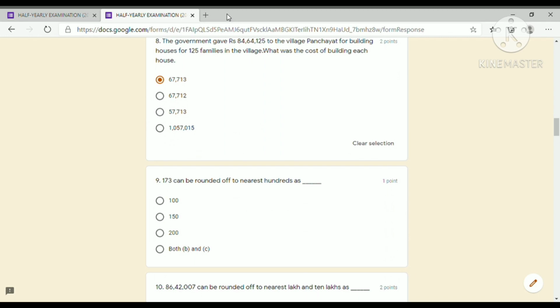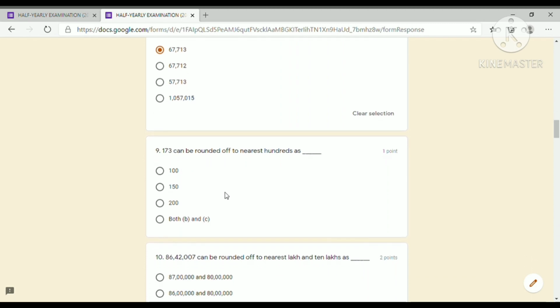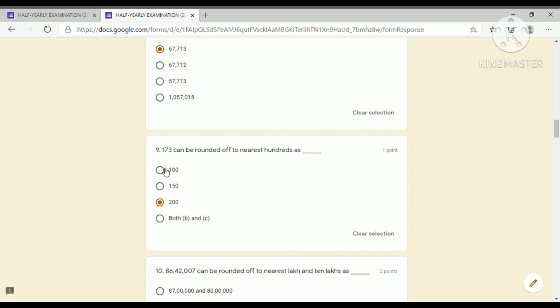173 can be rounded off to the nearest hundreds as. What will be the correct option? The correct answer is 200. Okay, since we have to round off to the nearest hundreds, we see the digit at the tens place. Now the digit at the tens place is 7, so it is greater than 5. So what happens? The digit at the hundreds place increases by 1 and the rest of the digits become 0, and the correct answer is 200. Okay. Now the next question.